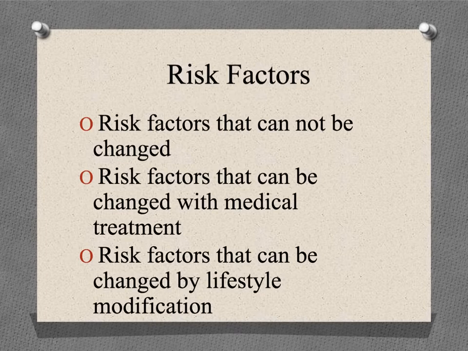Risk factors for stroke are put into three categories. The risk factors that cannot be changed, which are non-modifiable, risk factors that can be changed with medical treatment, and risk factors that can be changed with lifestyle modification. People that have a family history of arteriovenous malformation, that is a risk factor that cannot be changed. Sometimes a family history of an aneurysm is something that cannot be changed.